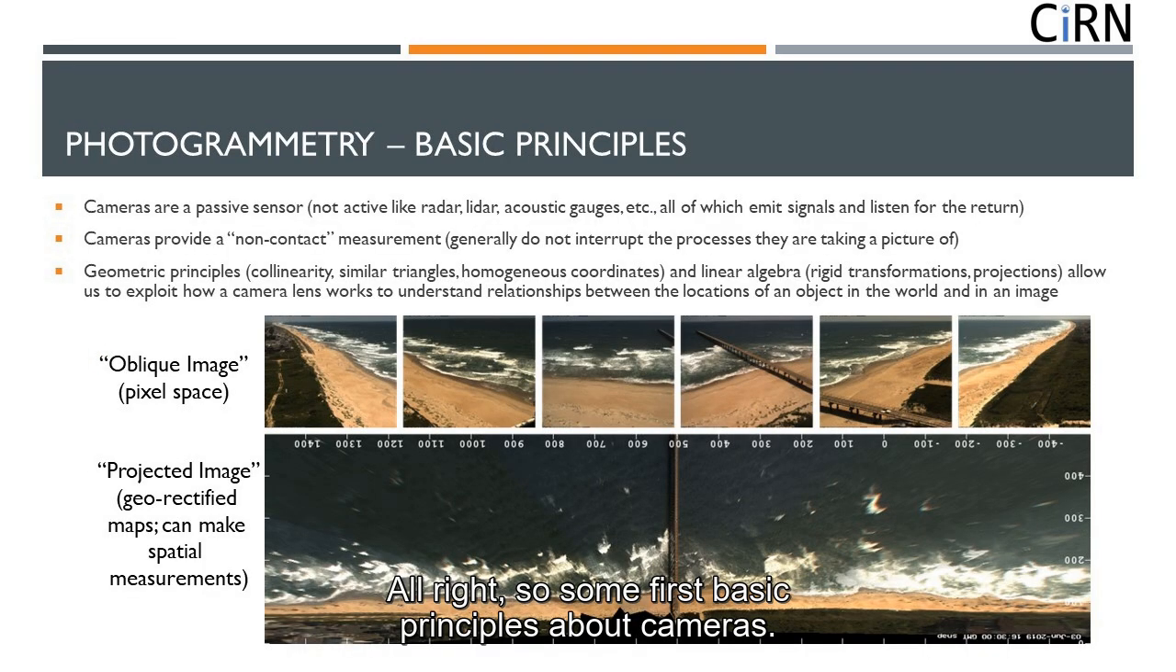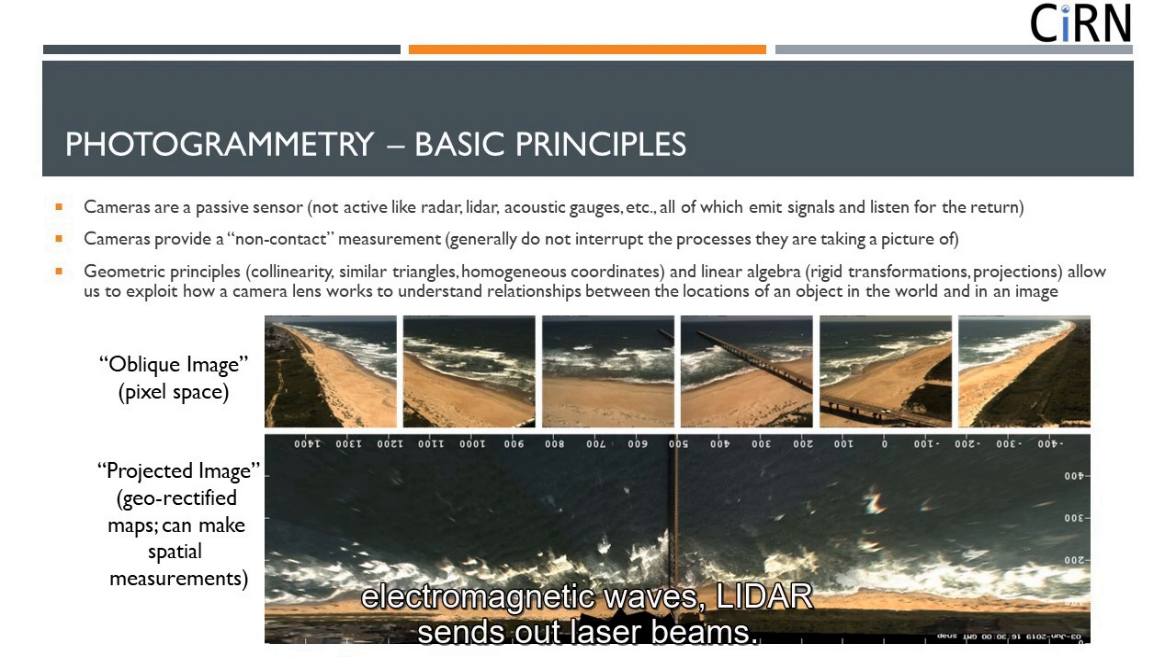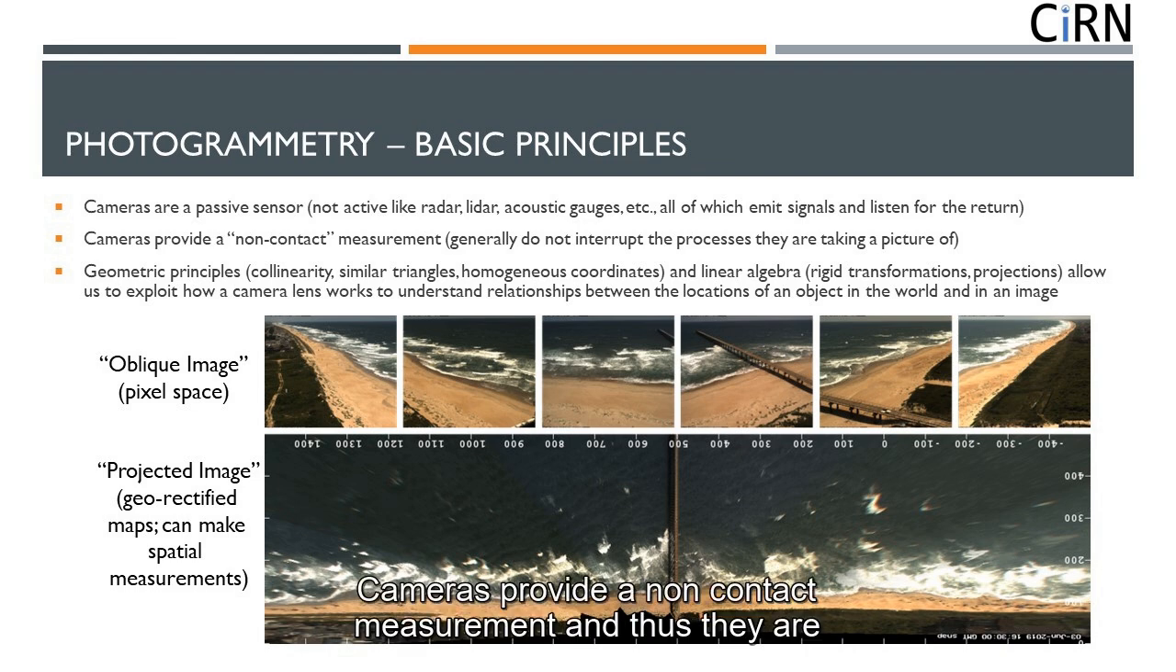All right, so some first basic principles about cameras. Cameras are passive sensors. They are not active imaging sensors. An active sensor is something that actually sends a signal out, like an acoustic gauge sends out sound, radar sends out electromagnetic waves, LiDAR sends out laser beams. Cameras just passively record light coming into the sensor. Cameras provide a non-contact measurement, and thus they are generally not interrupting the process they are measuring. Sometimes if you have a gauge in a very strong current flow, that gauge is actually influencing the flow that it's measuring or how much sand is getting suspended.